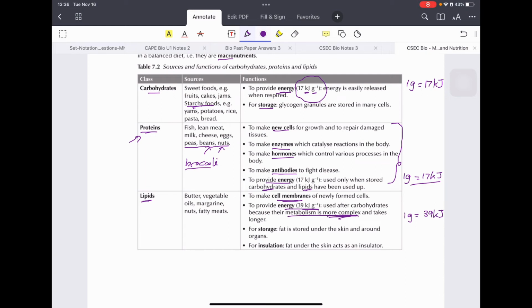However, the other main uses of fats are for storage. We store energy as fat. That's why when we eat a lot, we get fatter, right? And for insulation. So fat is a good heat insulator.